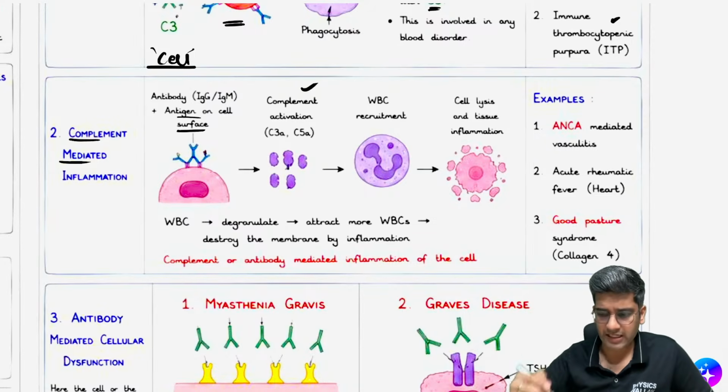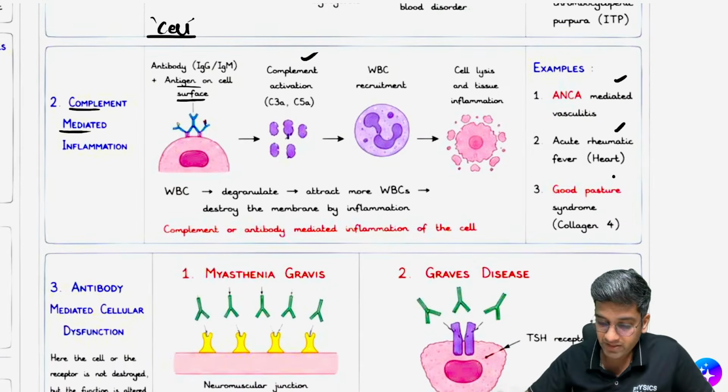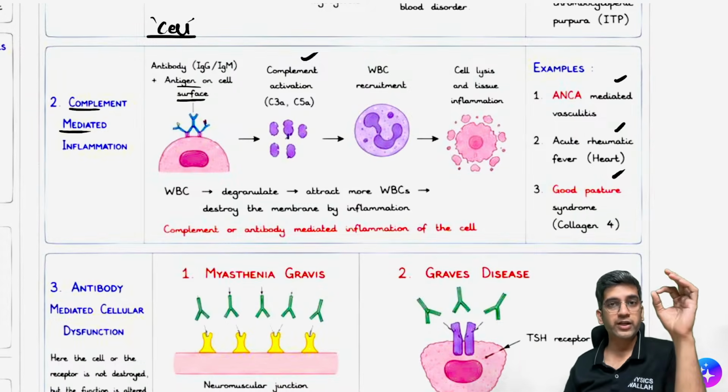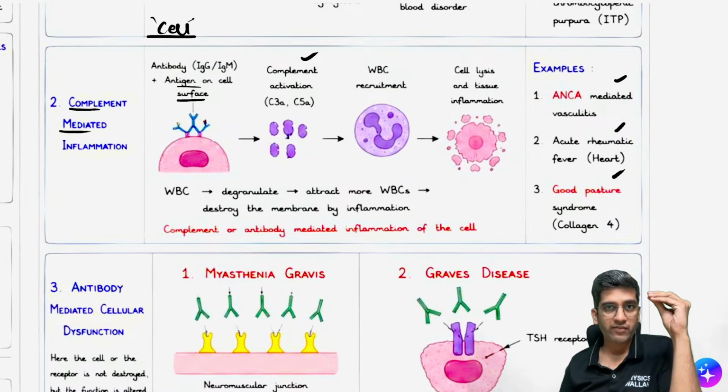Any surface, for example, ANCA mediated vasculitis, acute rheumatic fever in the heart, right? That's also a short note, by the way. Goodpasture syndrome, when you have antibody against type 4 collagen, or anything which comes to your mind, when you have antibody against a surface, it is going to be complement mediated inflammation.